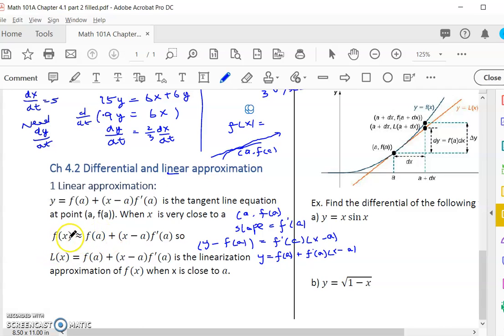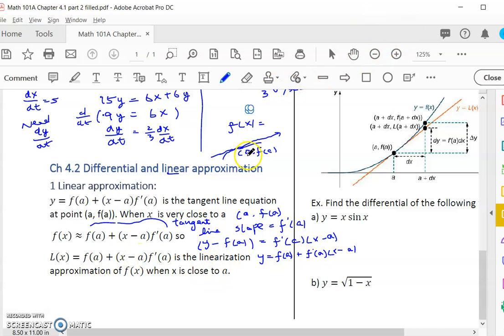So we say f of x, when x is very close to a, can be approximated by this tangent line equation, f of a plus x minus a times f prime of a, because this is the tangent line equation of my y equals. We would give it a name instead of writing y equals, which would be confused with f of x. We say this is another function called L of x. L of x is the tangent line, f of a plus x minus a times f prime of a. It's called the linearization approximation of f of x when x is close to a.